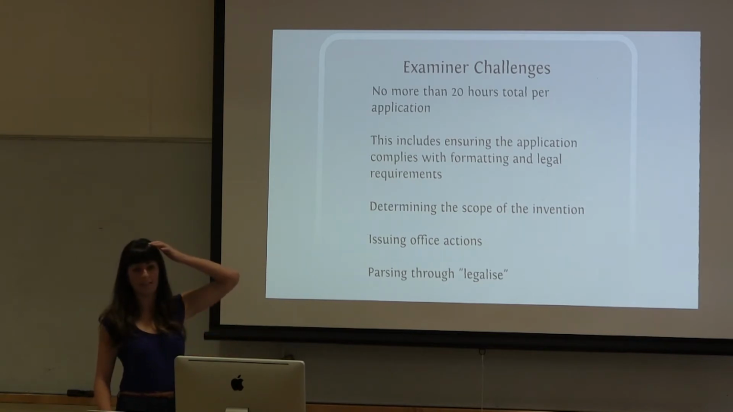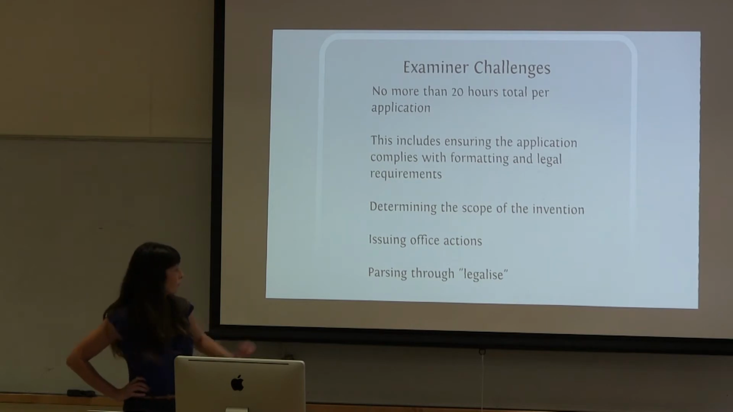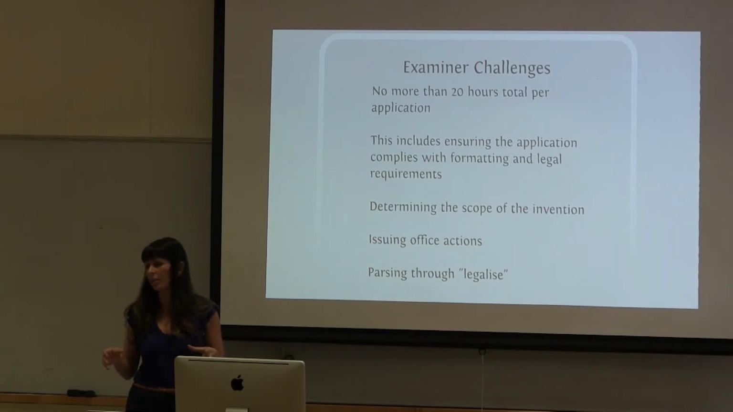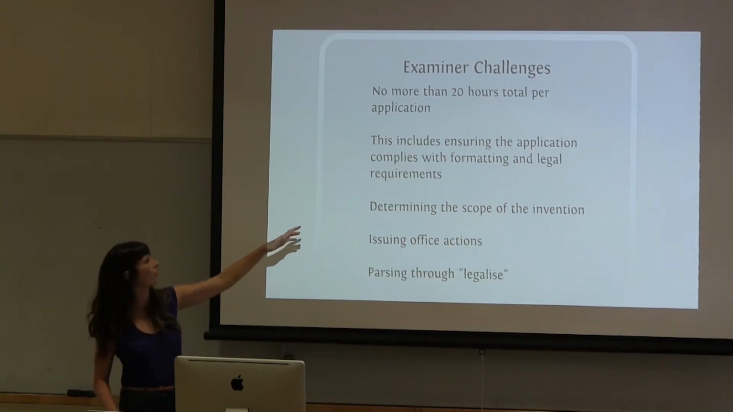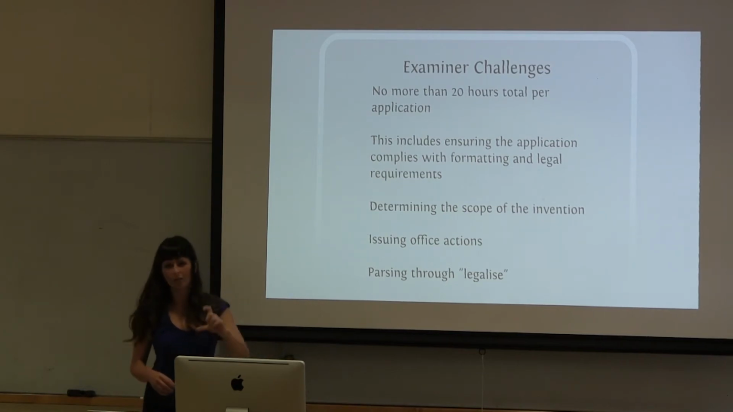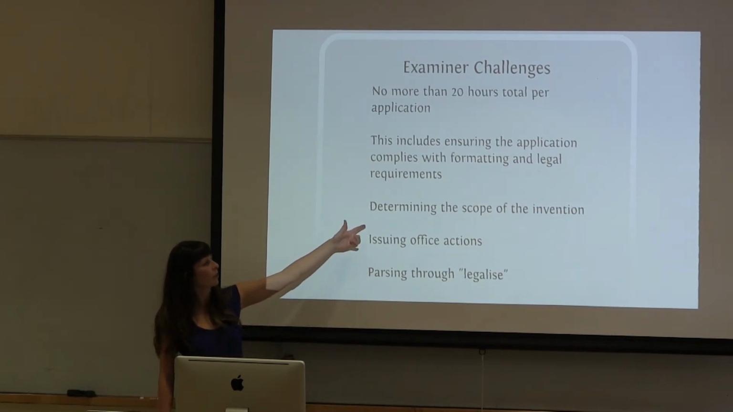But there are some challenges that the examiner faces when they're reviewing these applications. One is that they can't spend any more than 20 hours total for each application. And that's 20 hours over this 5 to 6 year period. It's crazy, right? 20 hours. But this doesn't just include the important stuff. This includes making sure the application is following the rules. So you get this huge handbook, and that's to comply with all these little rules, and the examiner has to make sure it does.